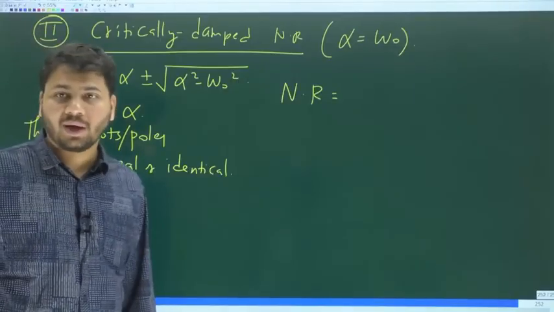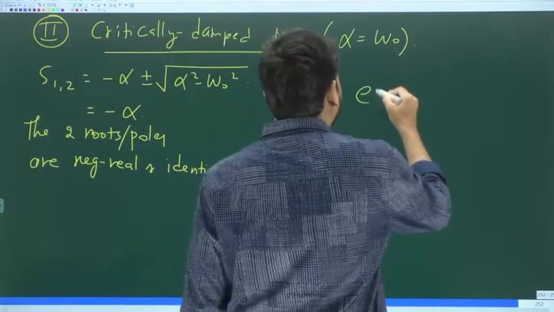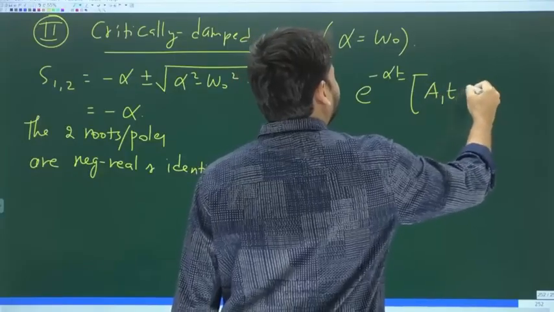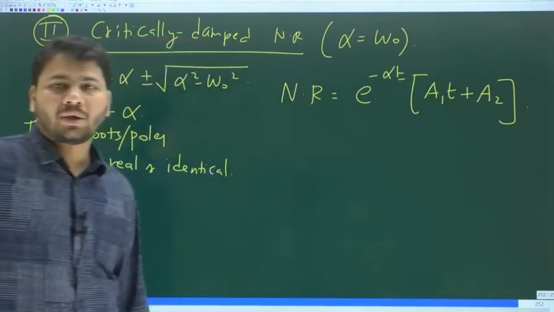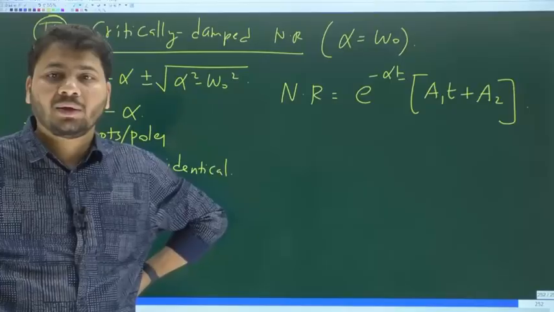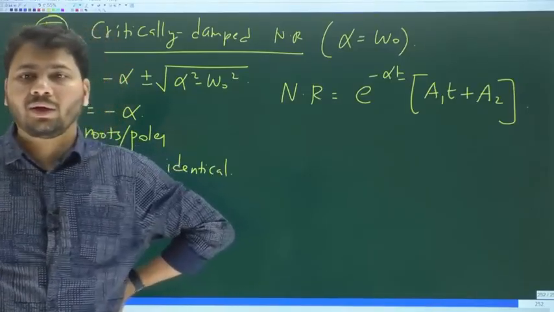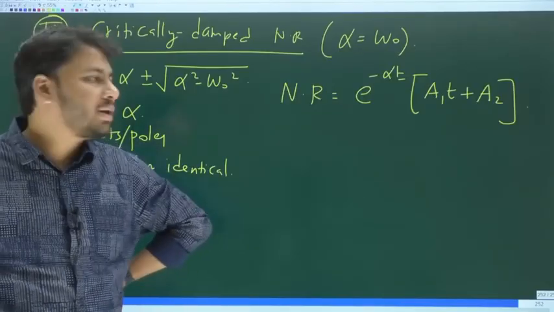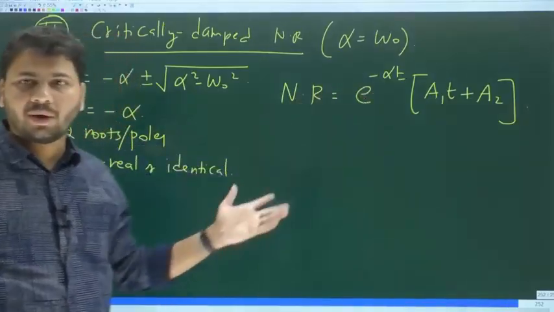What is the form of the natural response when it is critically damped? It is e power minus alpha t times (A1 t plus A2). Again, you get this result from the theory of ordinary differential equations. Again, alpha is 1 by 2RC.